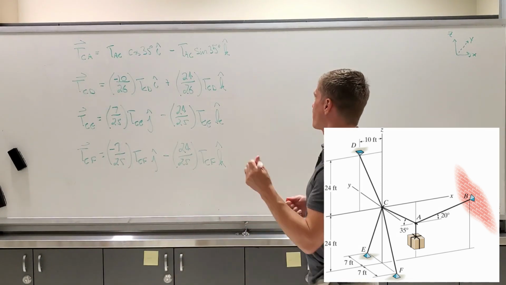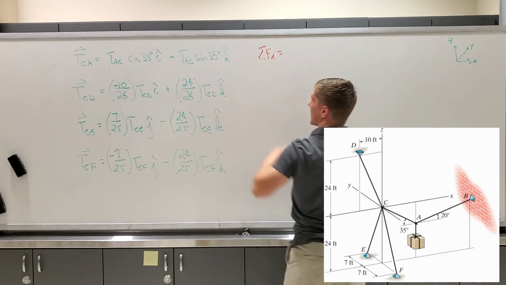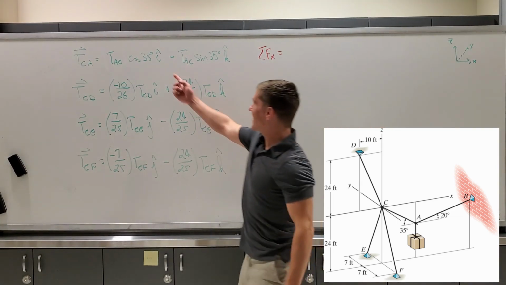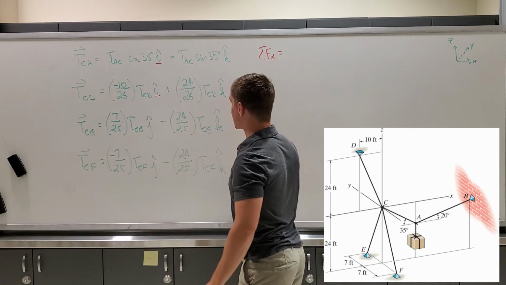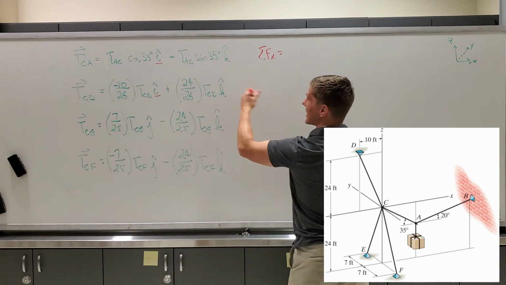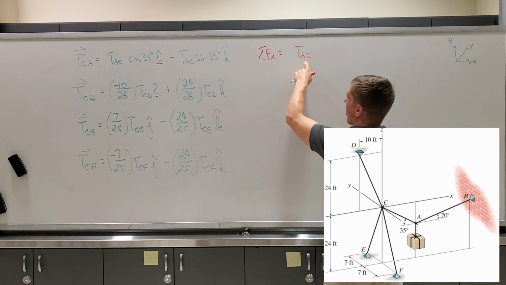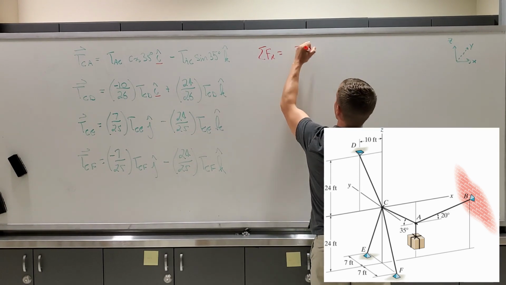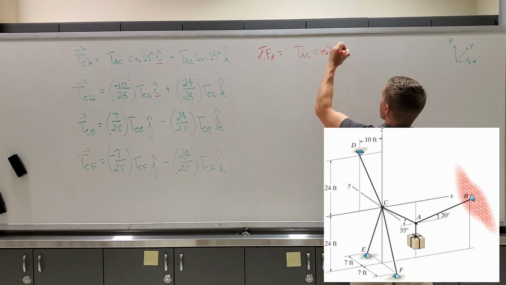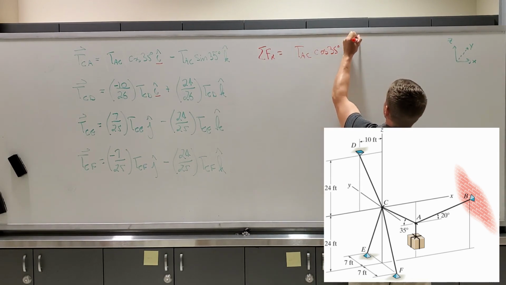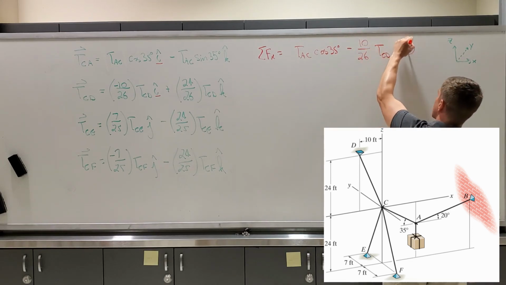So we can say the sum of our forces in the x direction is going to be the sum of everything that has an i. So we have an i here, we have an i here, we only have j's and k's in these last two equations. So I can say that it is TAC, or TCA, whatever you want to call it, we already solved for this value, cosine of 35 degrees, minus 10 over 26 TCD is equal to 0.